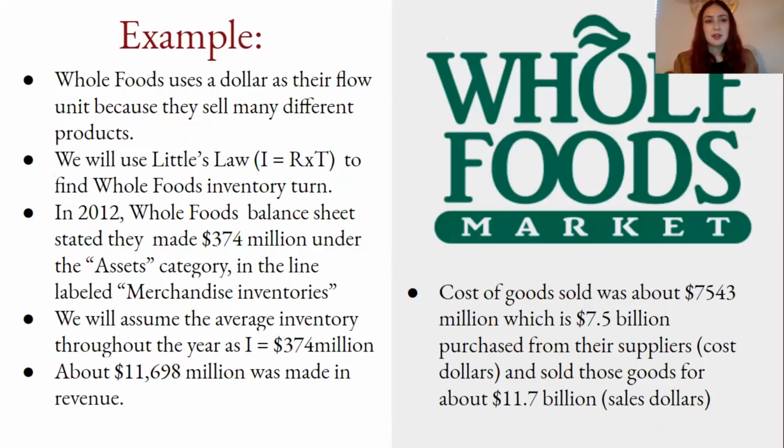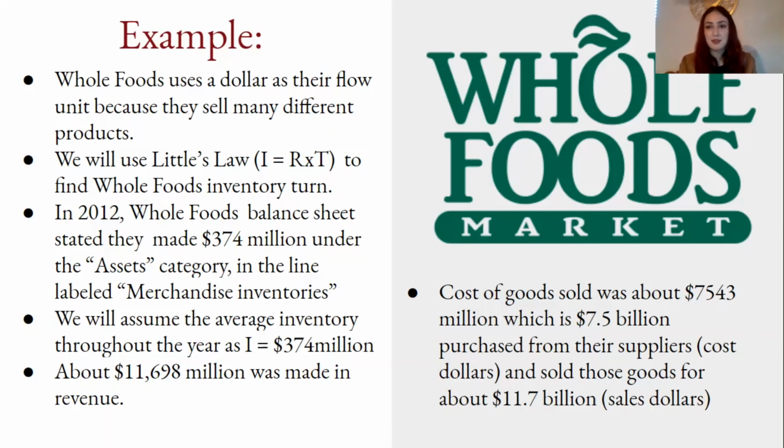So I'll go over an example for you guys. We'll look at Whole Foods. Whole Foods uses $1 as their flow unit because they sell so many different products. But in order to find the inventory turn, we're going to use Little's Law, which the formula is I equals R times T. In this example, we're going to look at their 2012 balance sheet. If you look under the assets, on the line labeled merchandise inventories, you'll notice that they had $374 million. So we're going to use $374 million as their I, their inventory.